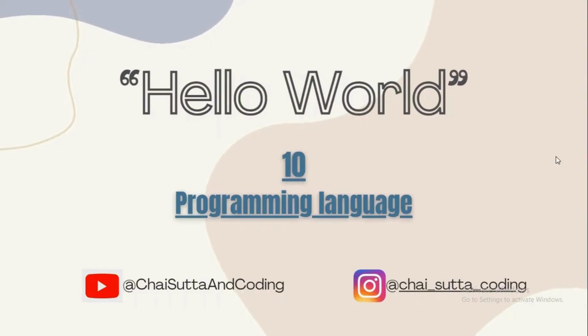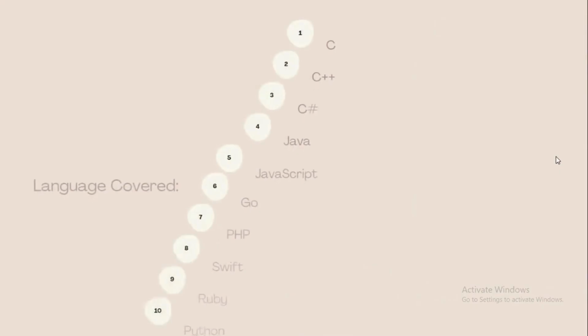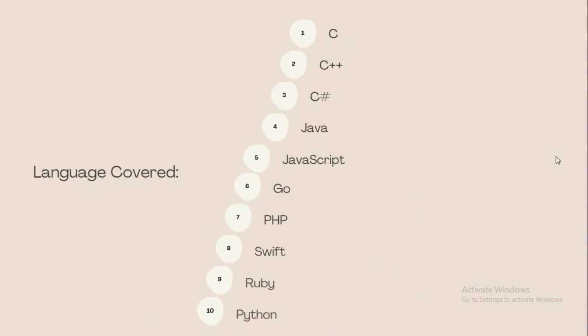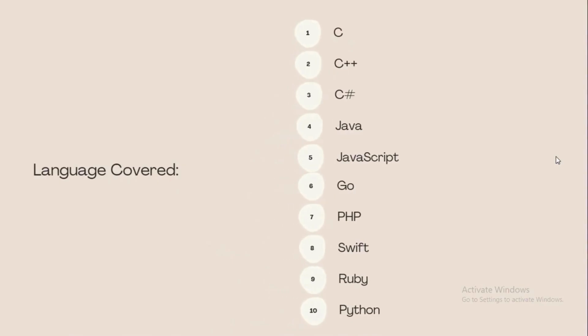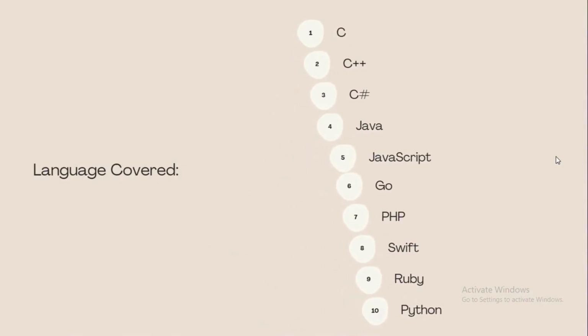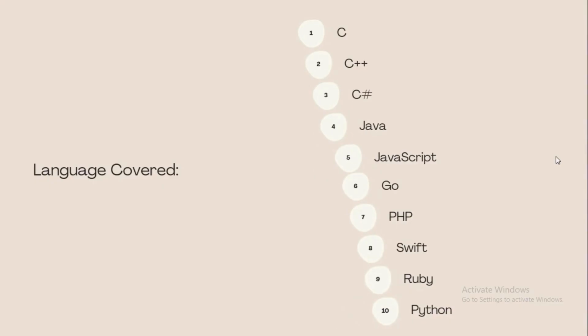In this video, I am going to print Hello World in 10 different languages, and after this, we will make small programs like addition, subtraction, swapping of two numbers, finding the factorial, all in 10 different languages. In this video, we will cover these languages: C, C++, C Sharp, Java, JavaScript, Go, PHP, Swift, Ruby, and in the end, we will cover Python. So let's start with C.